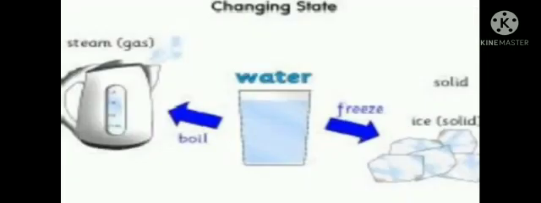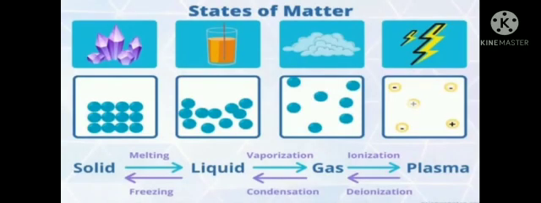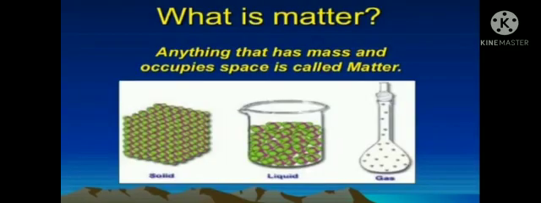Let us see further. Changing state. That is, water can be boiled as well as frozen. When you boil it, it will become steam, that is gas, and when you freeze it, it will become solid, that is ice. These are what? Changing state. Now, states of matter. Solid can be melted or it can be frozen. Liquid: vaporization, condensation.